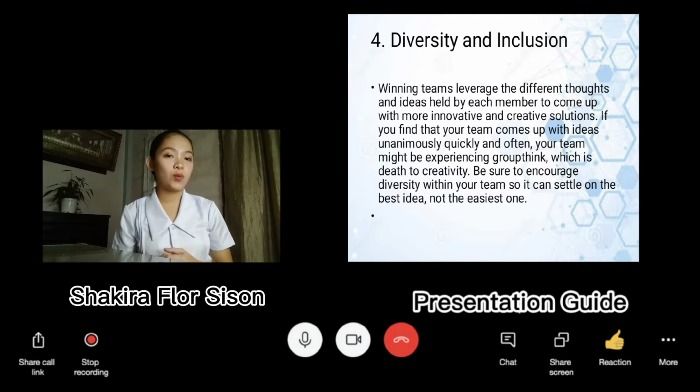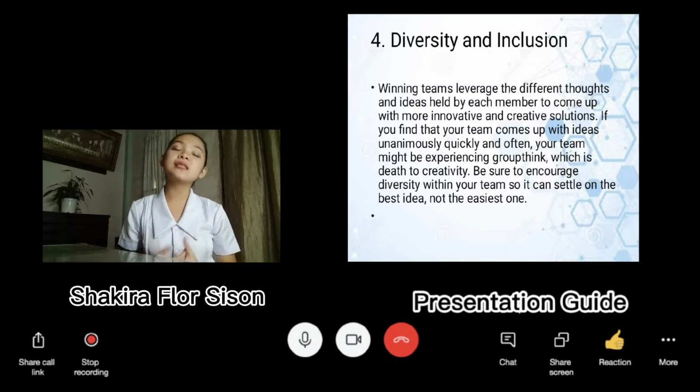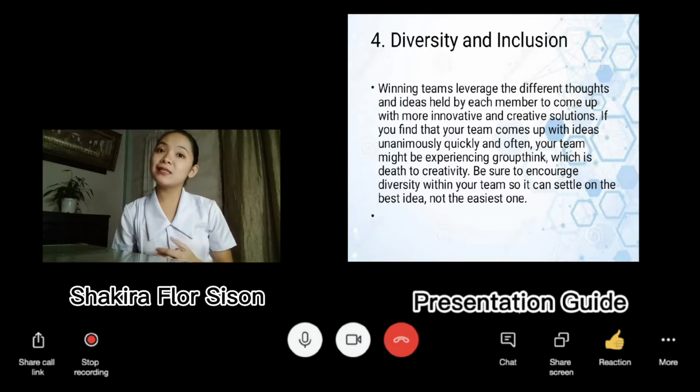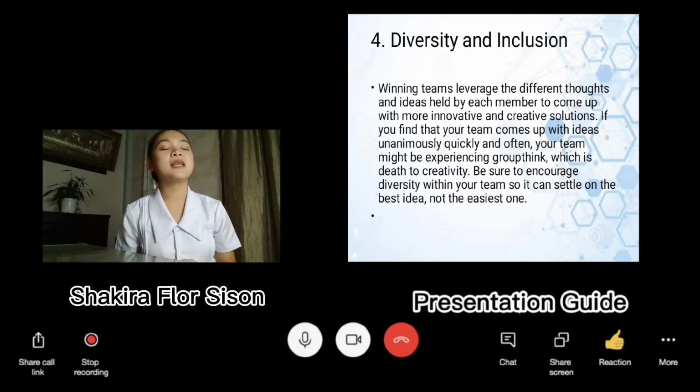Then we have the fourth one. The fourth one is diversity and inclusion. Winning teams leverage the different thoughts and ideas held by each member to come up with more innovative and creative solutions. If you find that your team comes up with ideas unanimously, quickly and often, your team might be experiencing groupthink, which is death to creativity. Be sure to encourage diversity within your team so it can settle on the best idea, not the easiest one.